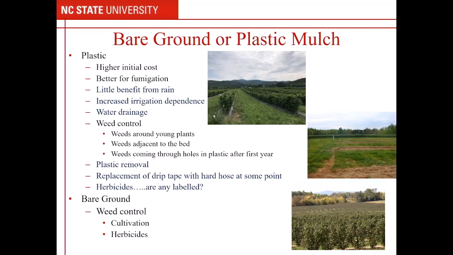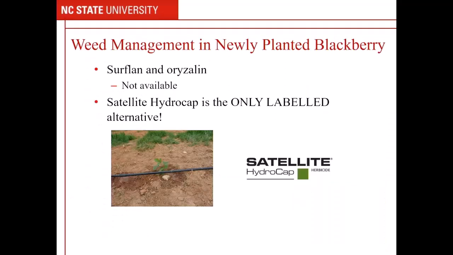With bare ground, the weed control there is obviously cultivation and herbicides. As we move into weed management in newly planted blackberry, for a long time we depended a lot on Surflan, which is Horizon, or generic products. That's no longer available, and it's not going to be available to my knowledge. But Satellite Hydrocap is the only labeled alternative to that. It is a pendimethalin product. It contains the active ingredient pendimethalin, and that's the one you would need to use as an alternative to Surflan or Horizon.